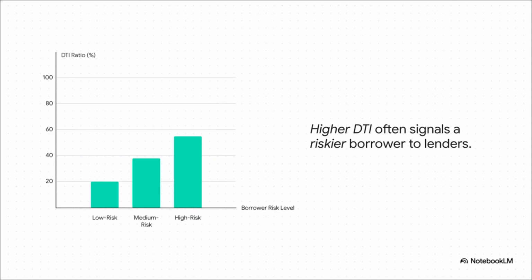And for a lender, the meaning is crystal clear. You've got a low DTI? Awesome. That means you have plenty of cash left over each month. You're a safe bet. But as that bar starts to climb, so does the bank's anxiety. It's a really simple feature, but it has massive consequences for anyone who's trying to get a loan.